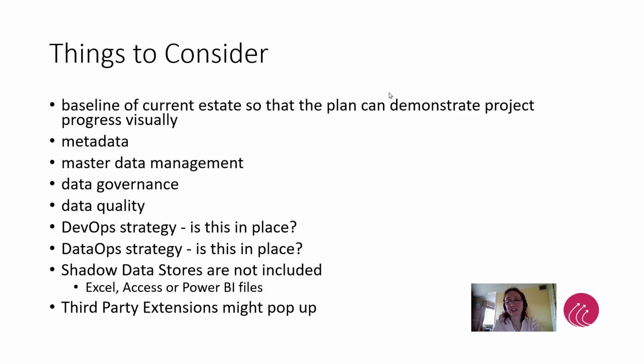We also need to think about shadow data stores as well. Excel hiding around the place, Power BI workbooks. Whatever technology, there will be data stores lying around which people will not be able to access if they weren't perhaps on site or on the laptop, or are hidden in email somewhere. So we need to think about those. It's also good to think about third-party extensions as well. They might pop up and you need to ask about those too.